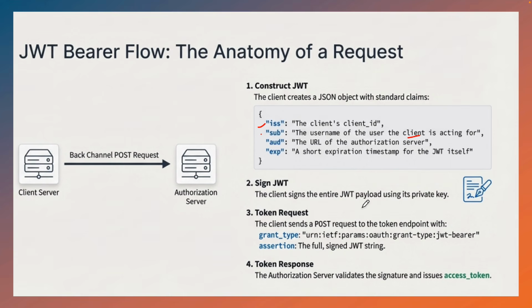These four pieces of information together will form a claim, and then the client will sign the claim using the private key. I have shown in my video how to generate the private key and how you can do the signing. Everything has been explained in detail in the JWT flow video.